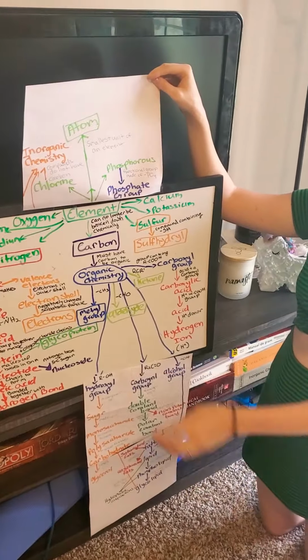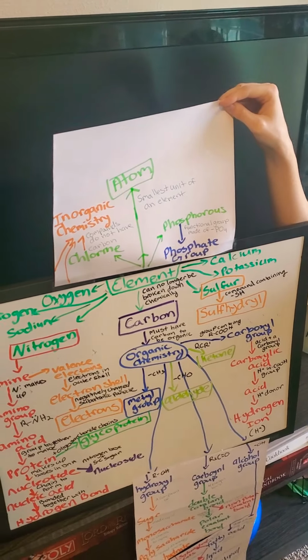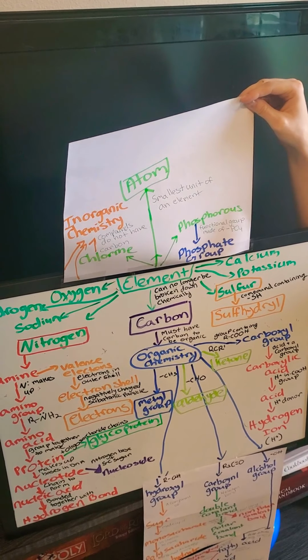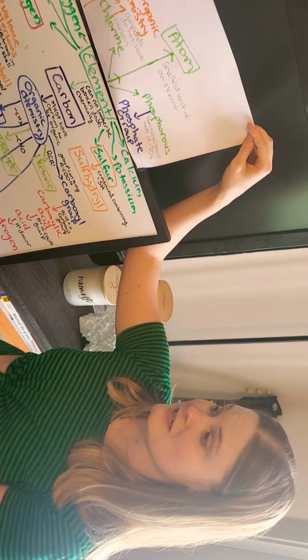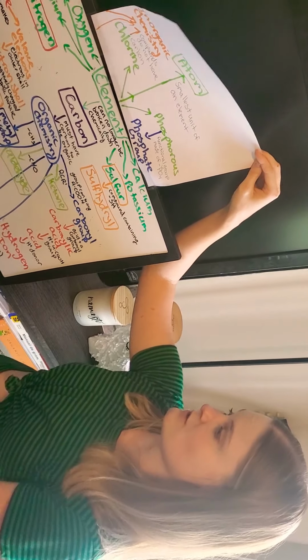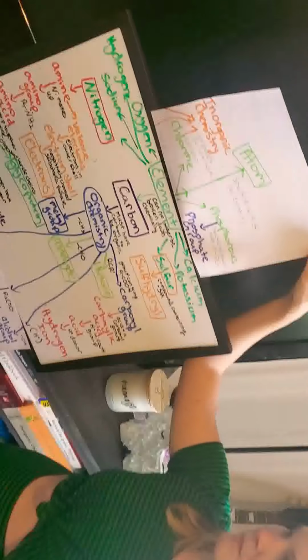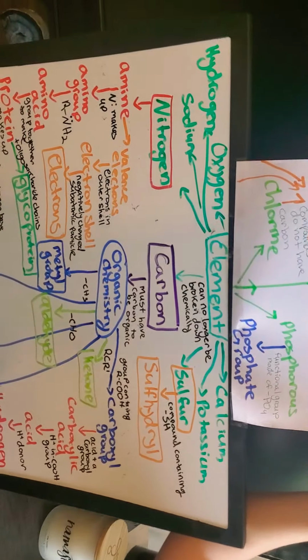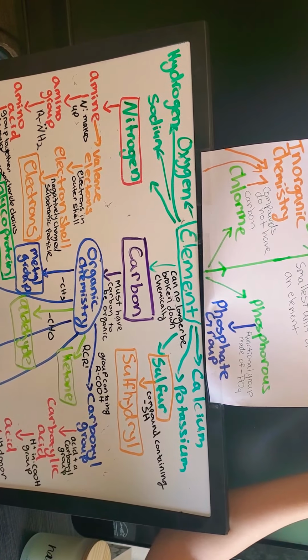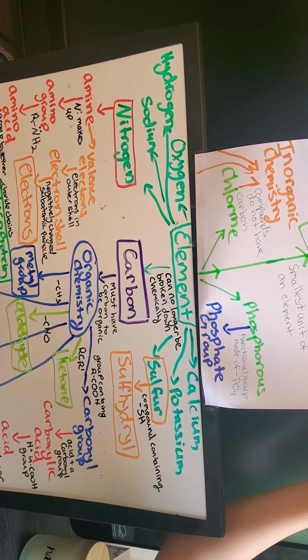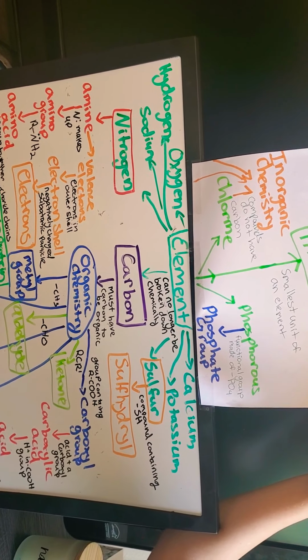We're going to start in the middle with an element, a species that can no longer be broken down chemically. Some examples of elements are oxygen, hydrogen, sodium, calcium, potassium, and stuff like that. So elements can be broken down into atoms. They're the smallest units of an element. They can't be broken down any further without no longer being that element.